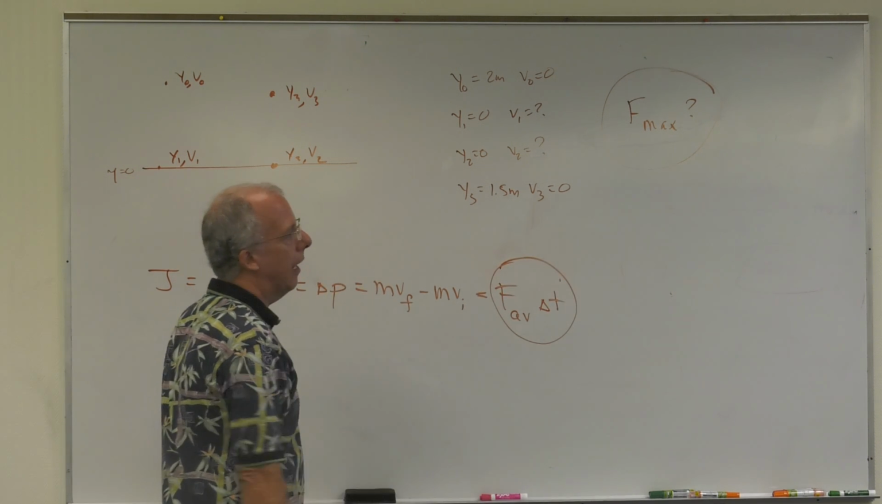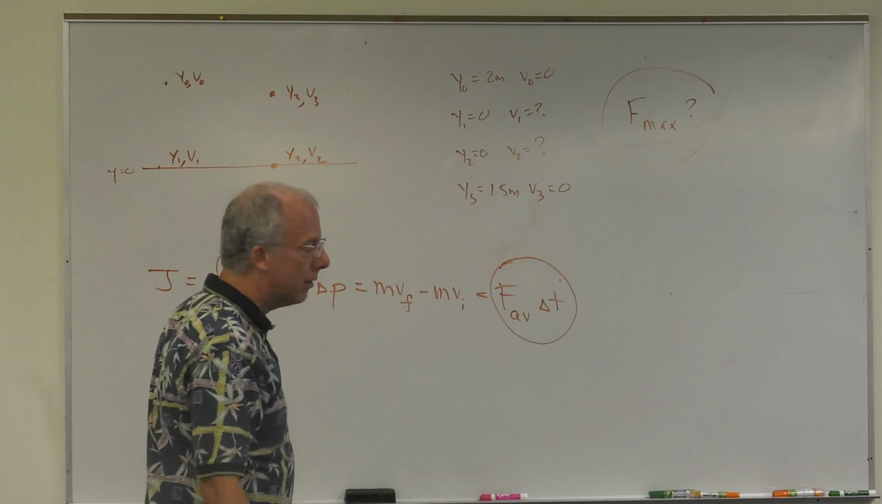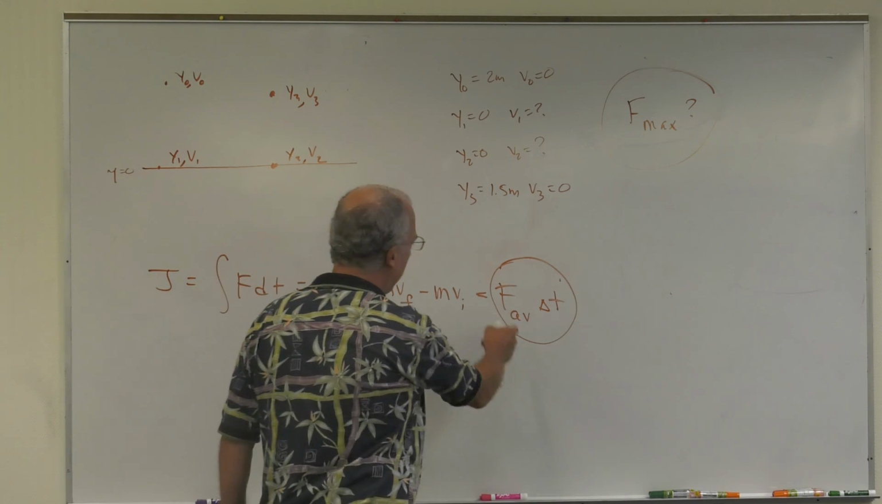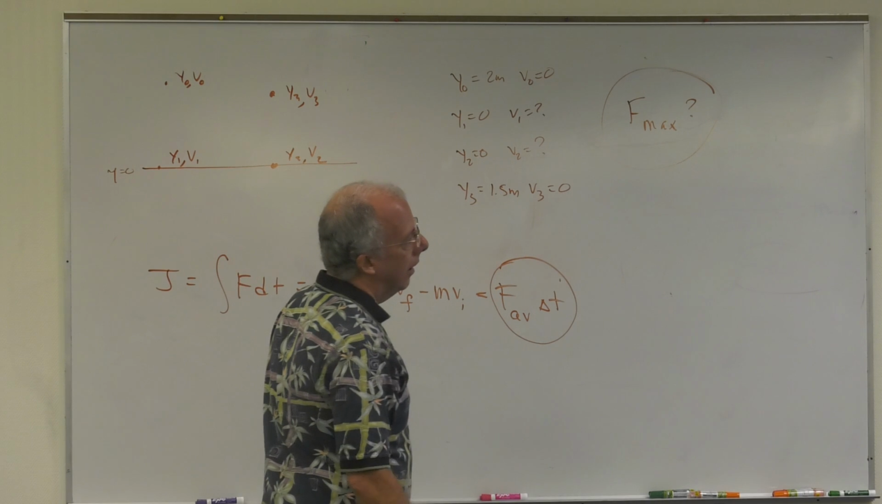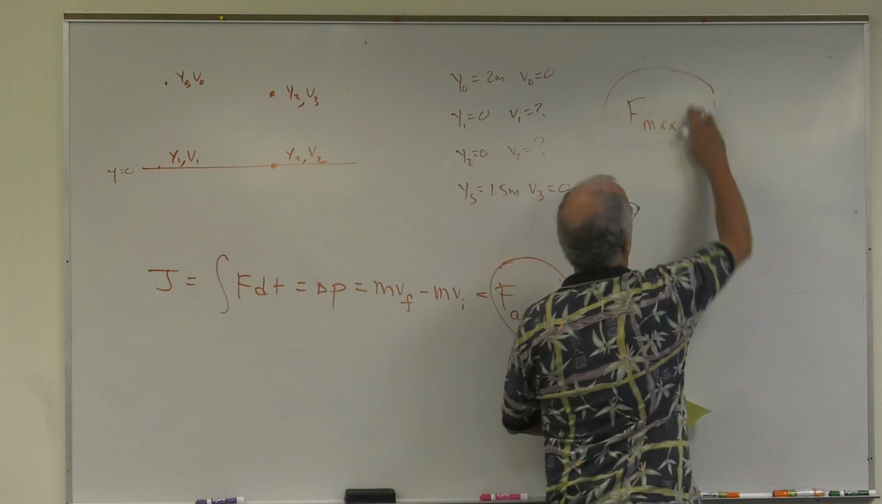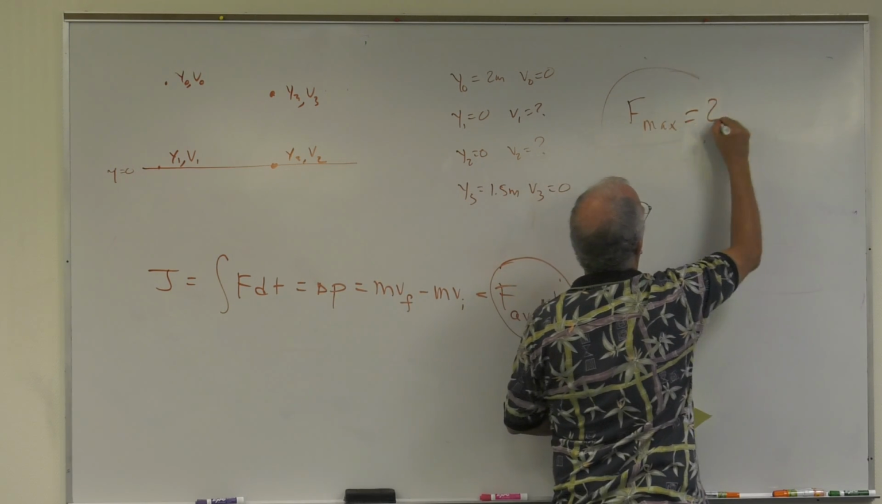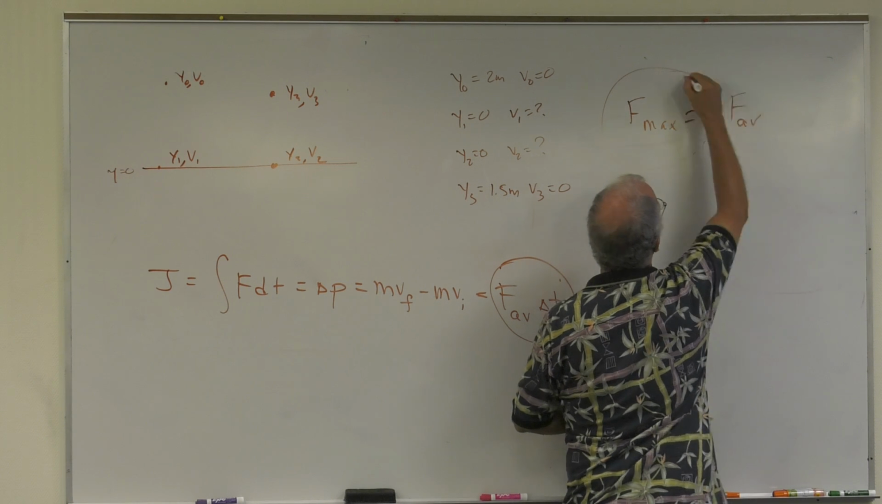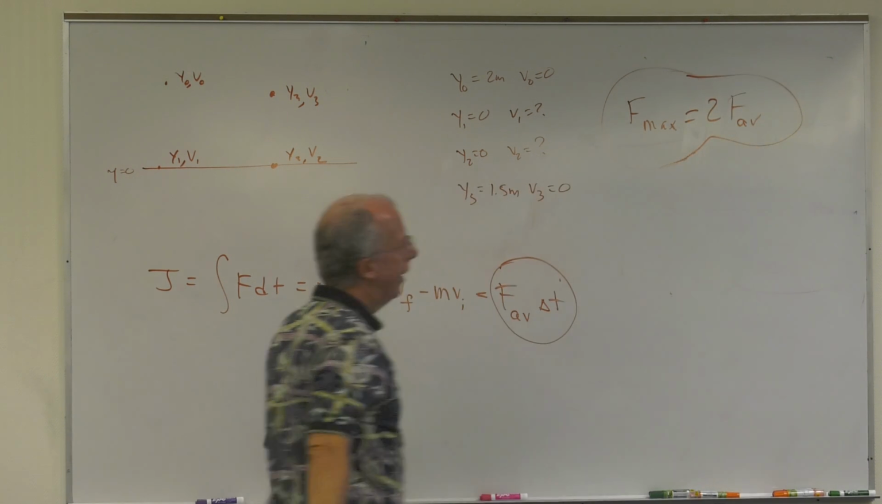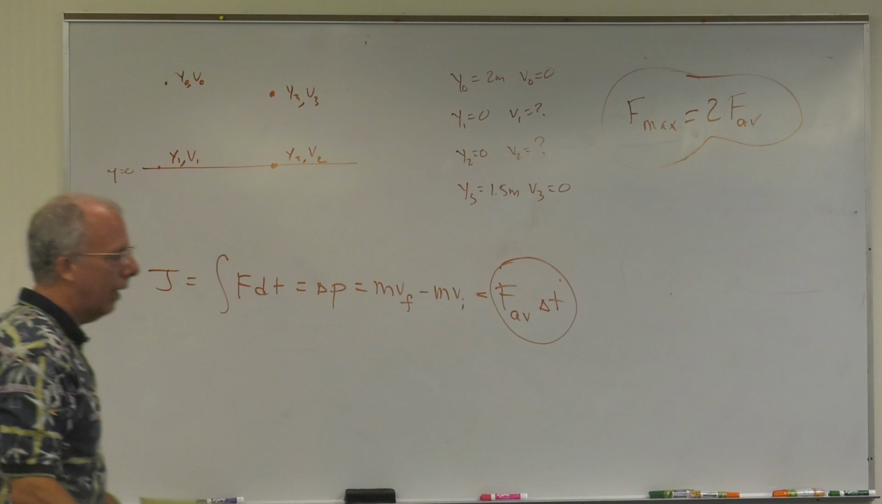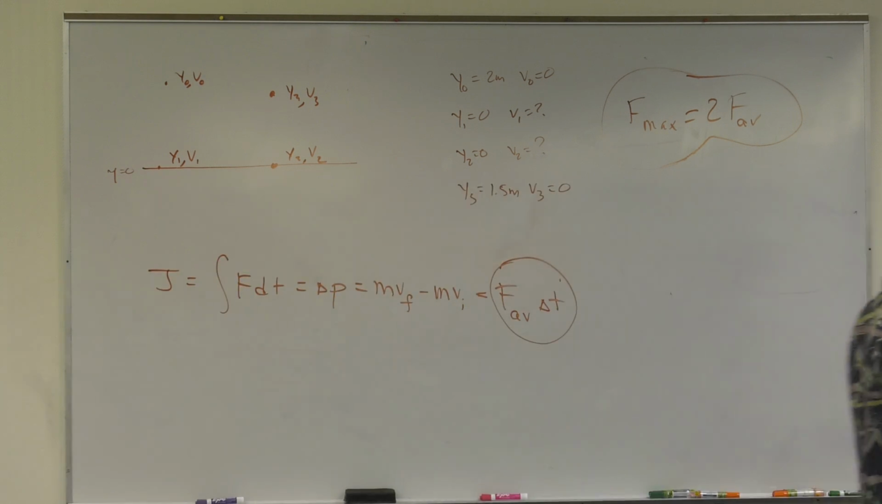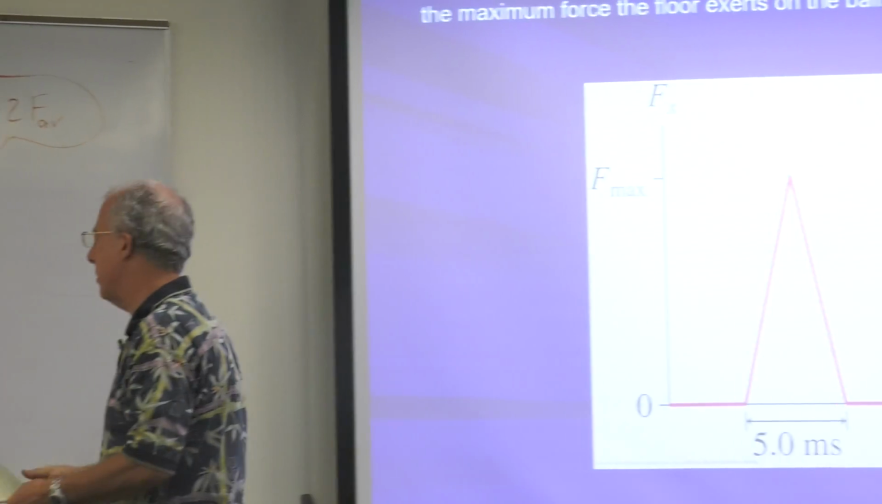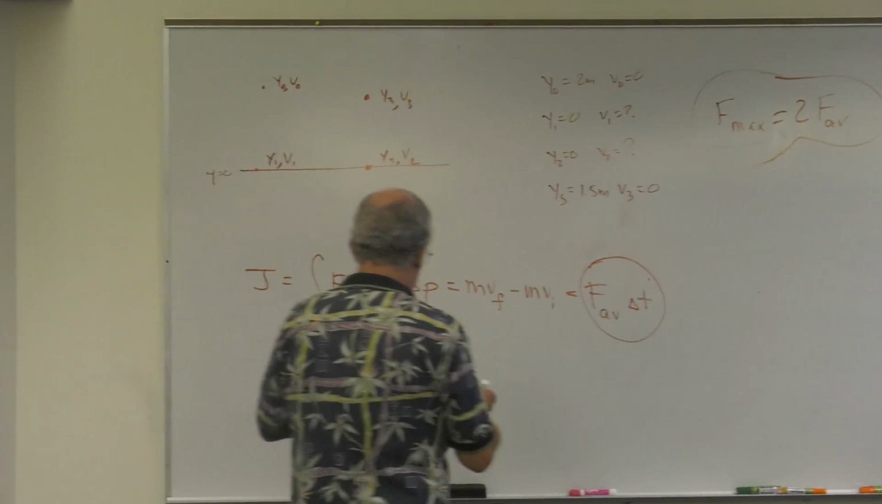And then it says that the average equals 1/2 the max. So if we get F average, the max is 2 F average. So that's how we're going to do it, all right? You've got to be able to recognize that. As soon as you see this weird force that varies with time, you know impulse momentum. What else is there?